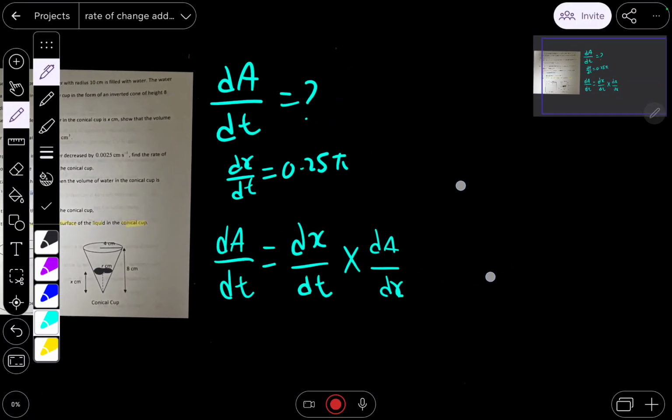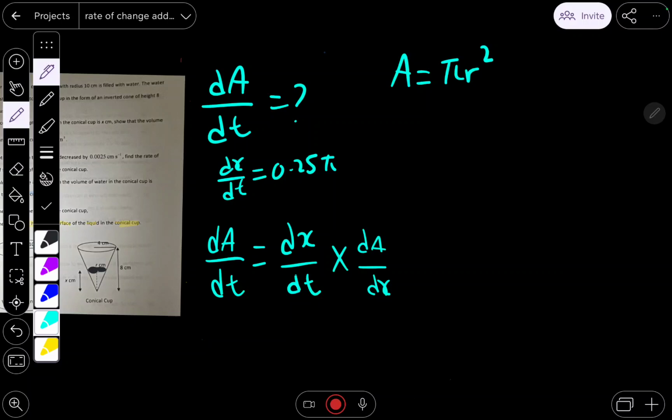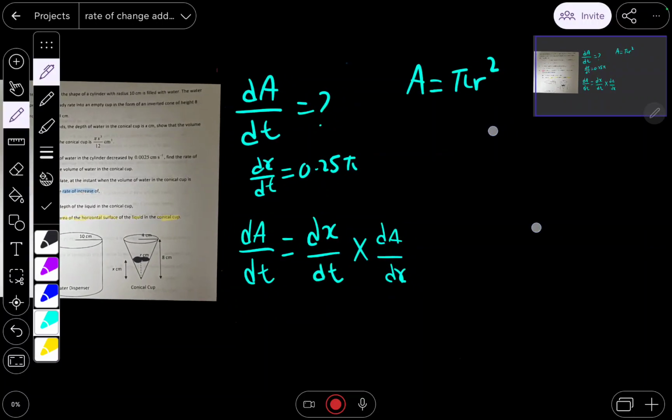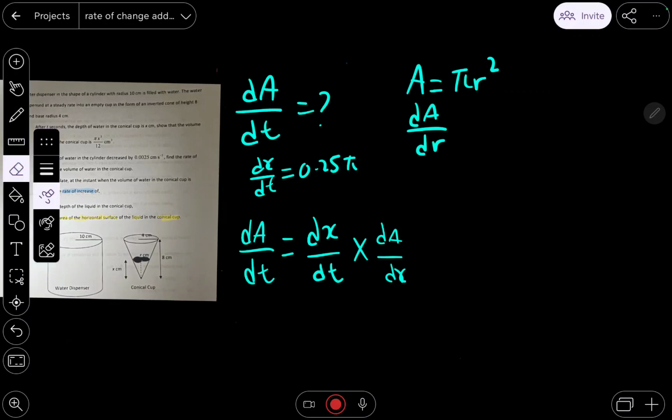This means that we can say what? Let's find the area first. We know that the area of a circle is pi r squared, right? So what can we say? We can say that dA over dr. But now we don't have r. So what can we say? dA.